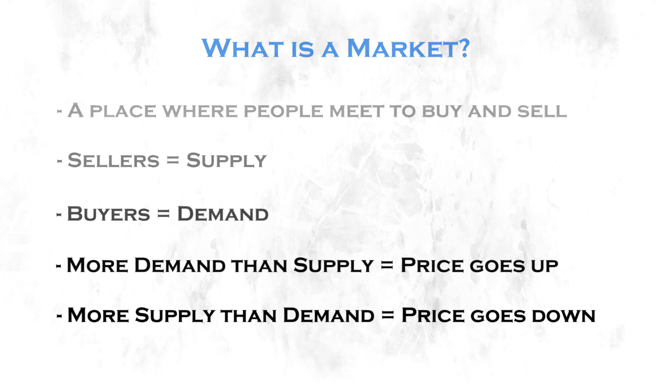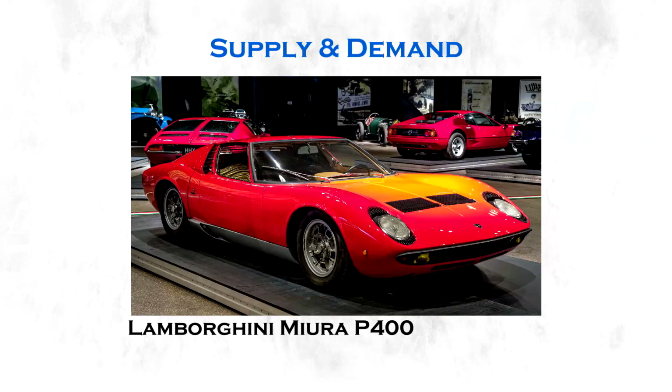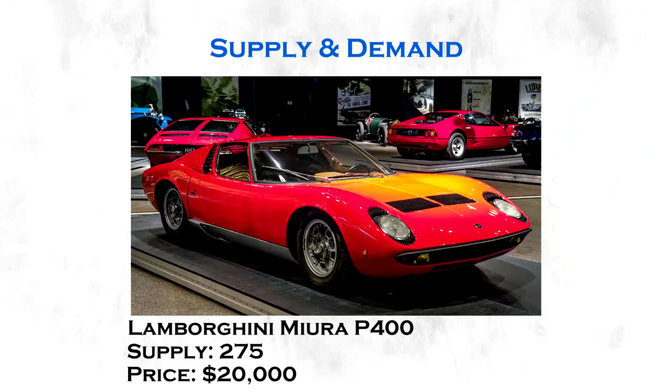Let me give you an example of supply and demand for a classic car like the Lamborghini Miura. Exactly 275 of the model P400 were produced between 1966 and 1969, and the price was around $20,000, which equals around $157,600 today. So this car was limited to only 275 cars. So we had a supply of only 275 cars worldwide.